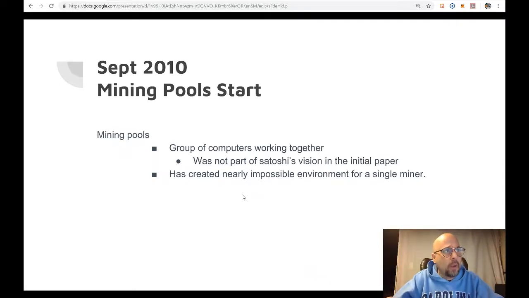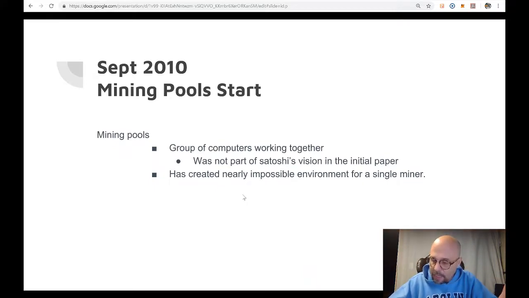Because really, when Satoshi wrote the paper, the thought was one CPU, one vote. And so there really starts to be this huge contention with these miners because they're all competing. They all want the most hashing power. And so we've seen all kinds of reports where scientists are using computers in the laboratory to mine Bitcoin and things of that nature.